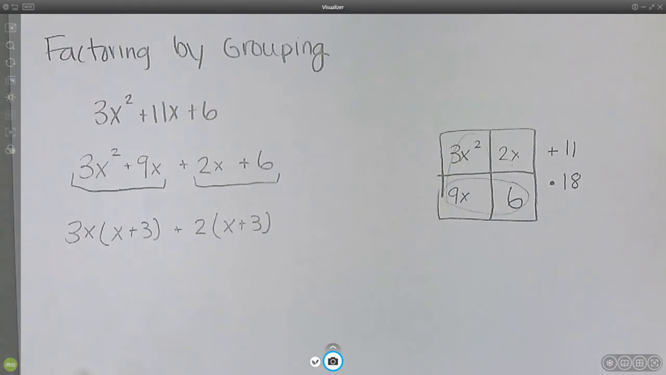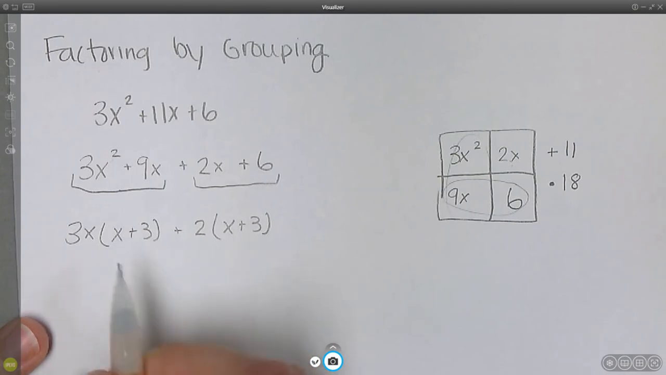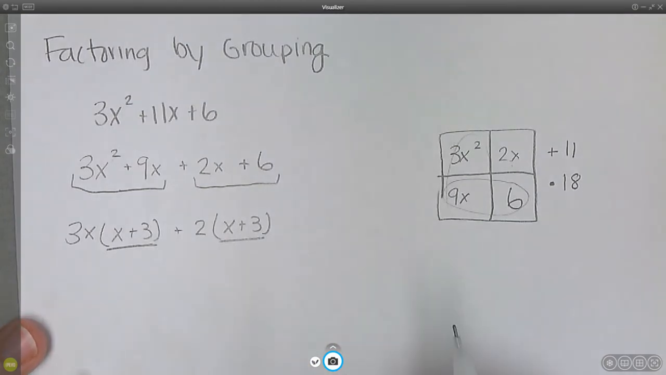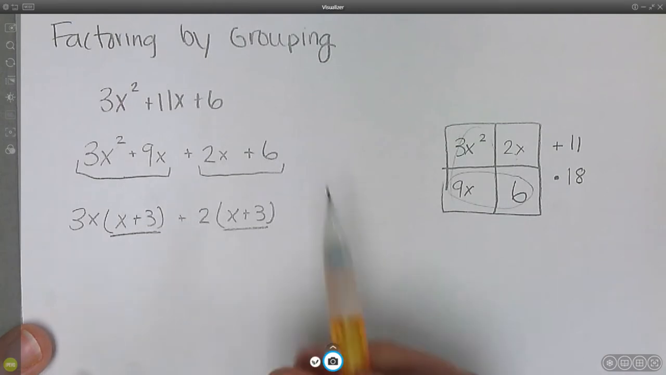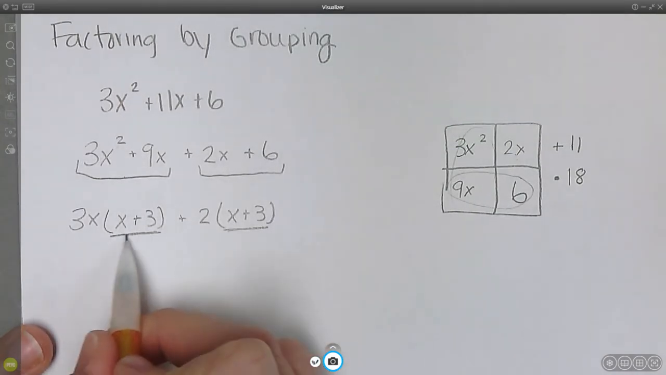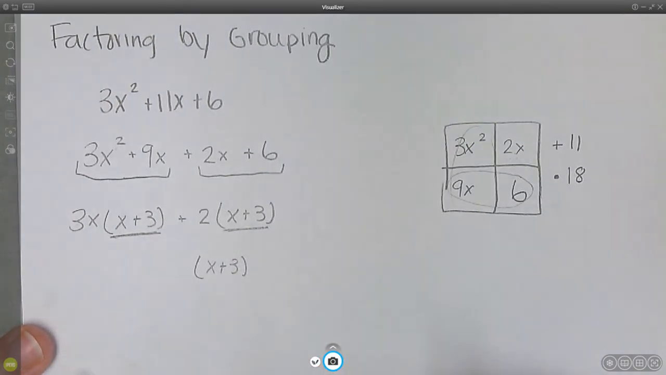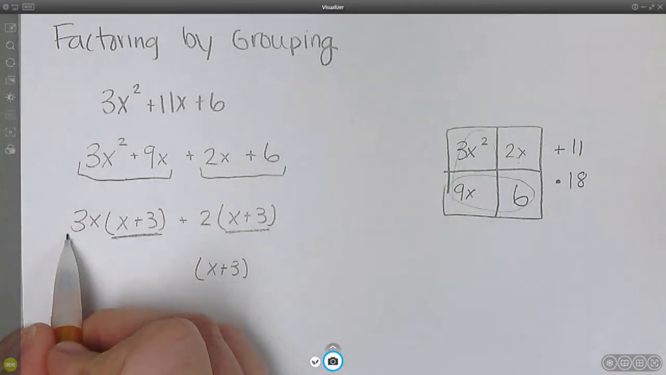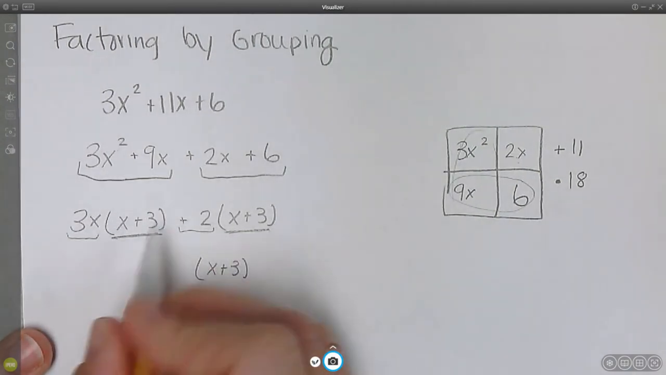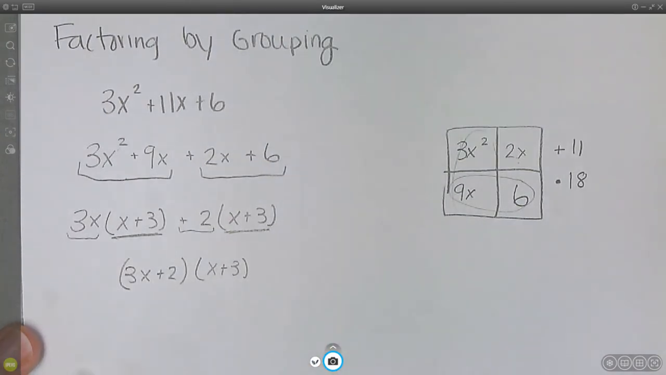Something really important when you are factoring by grouping: after you're done taking out your greatest common factor, this and this should be the same. If they're not, you probably factored incorrectly, or you can't factor by grouping. So this is going to be one of our terms, x plus 3. And then our other term is going to be the stuff that's left over, so 3x plus 2. And that's factoring by grouping.